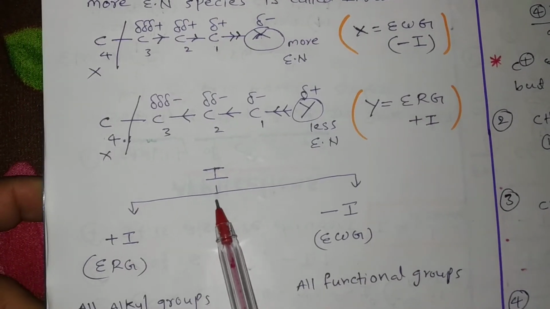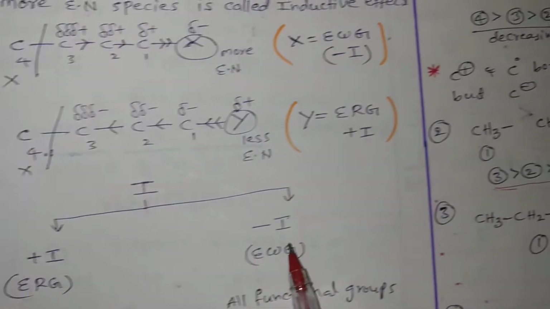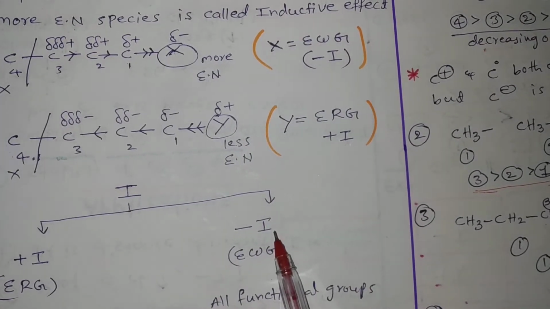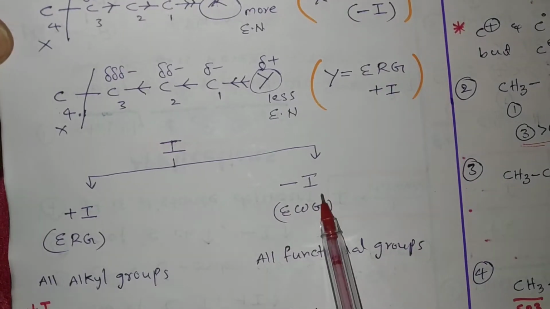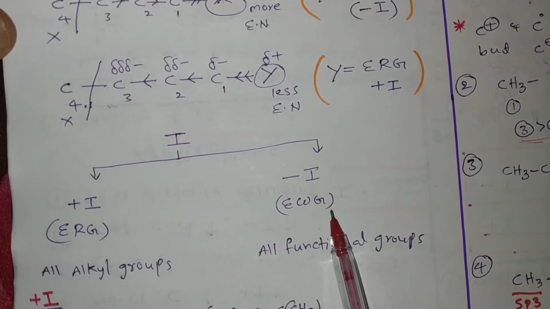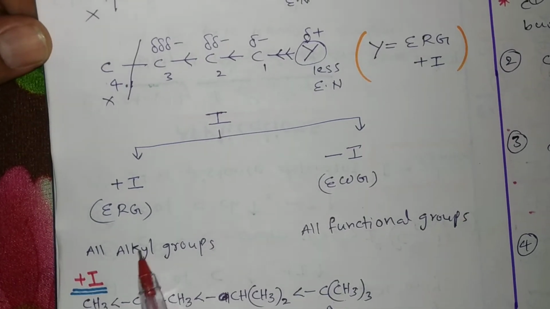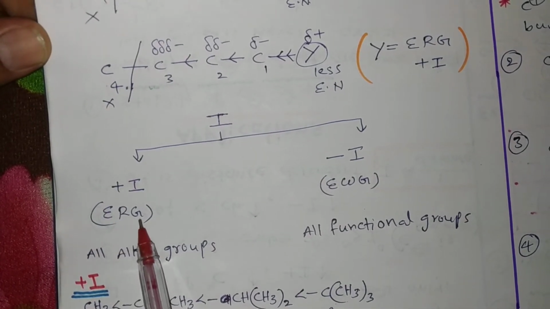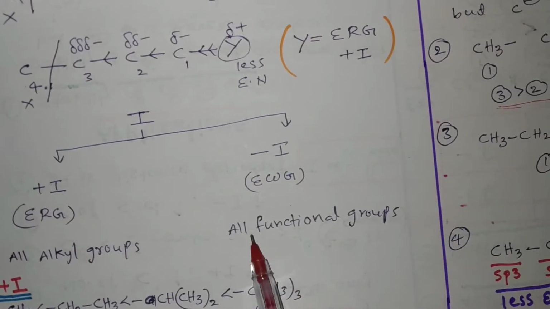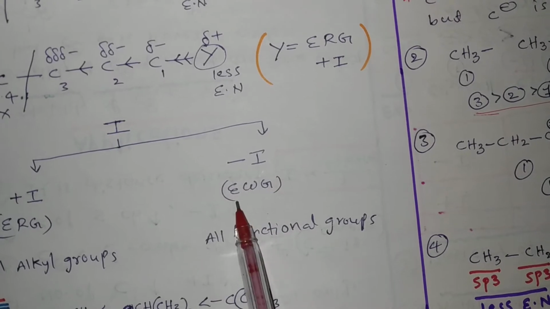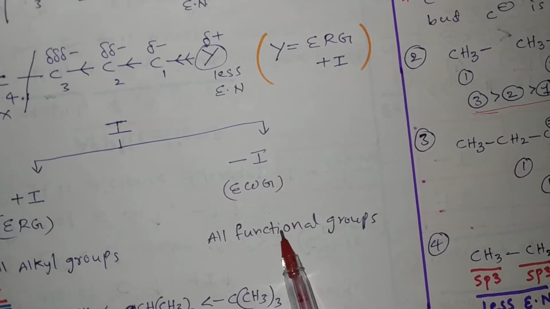Inductive effect is divided into two types: number one, plus I, and second one, minus I. Plus I is an electron releasing group. Minus I is an electron withdrawing group. All alkyl groups are electron releasing groups, so these are plus I groups. All functional groups are electron withdrawing groups, so these are minus I groups.